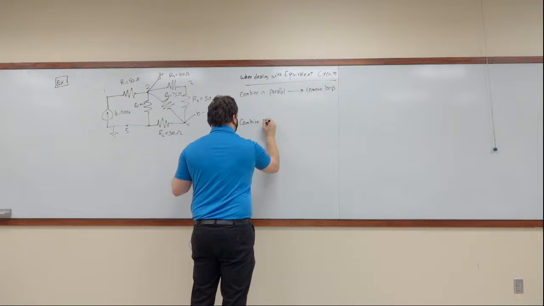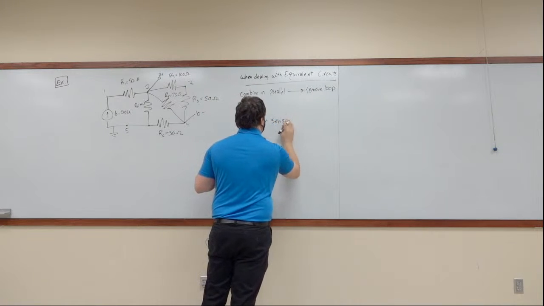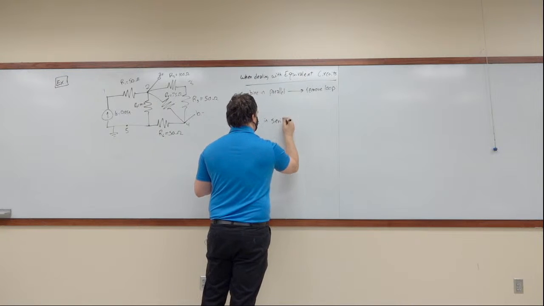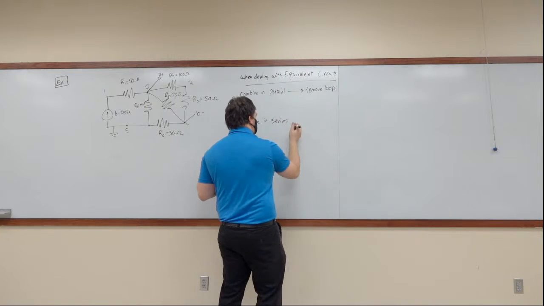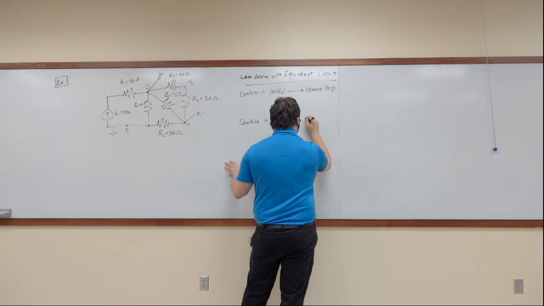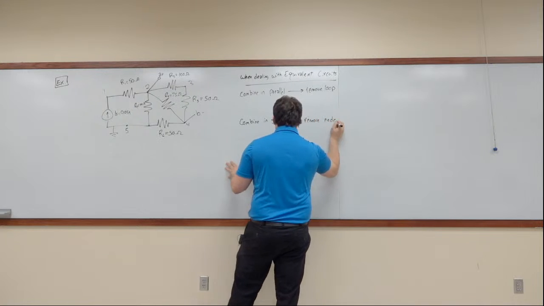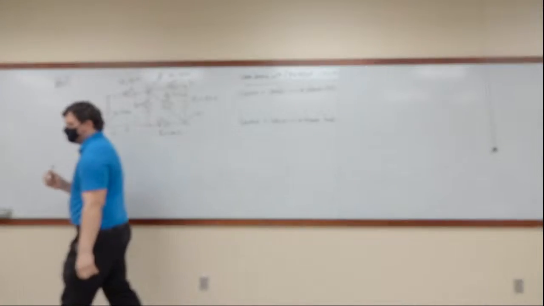Anytime you combine in series, I'm combining in series, you remove a node. Okay? This again is why these are exactly opposite to each other.